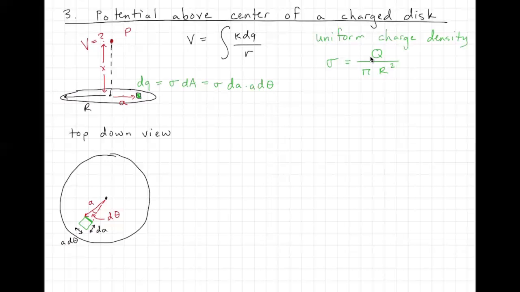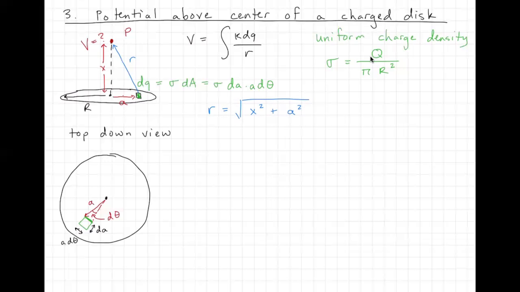So what is little r? It is this distance from there to there. That's little r, because that's how far dq is from the point we're considering, where we want to find the potential. But we've drawn a little triangle here. So r will be equal to the square root of x squared plus a squared. All right?